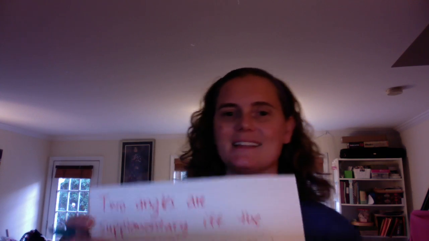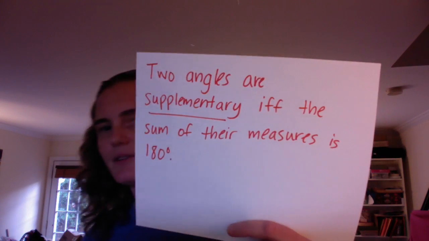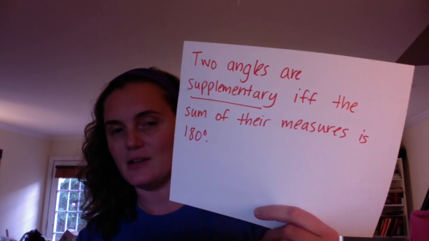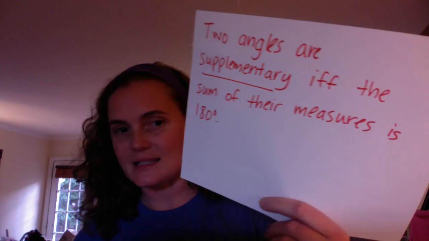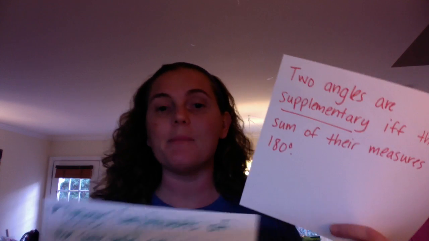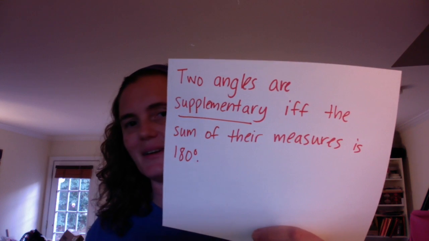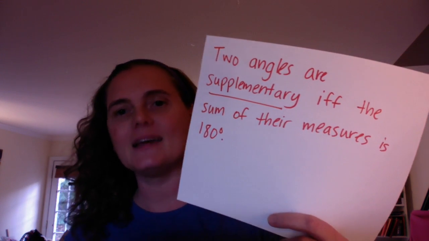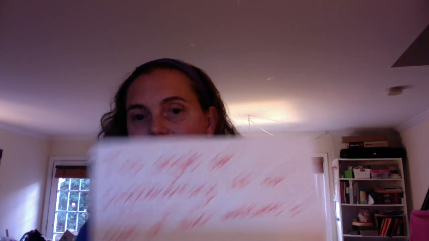Okay, there's only one more definition in that section, and that is the other word, supplementary. Two angles are supplementary if and only if the sum of their measures is 180 degrees. Just another useful word. As you can imagine, a very similar theorem follows. The theorem for complementary angles was that complements of the same angle are equal. You can probably imagine what it's going to be for this one: supplements of the same angle are equal. And the proof is in lesson 4 for that one as well.